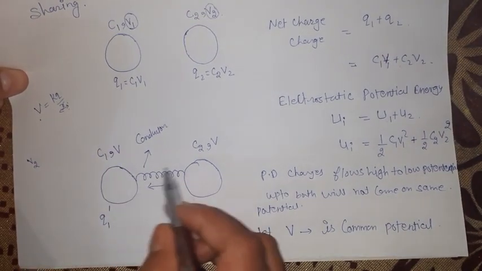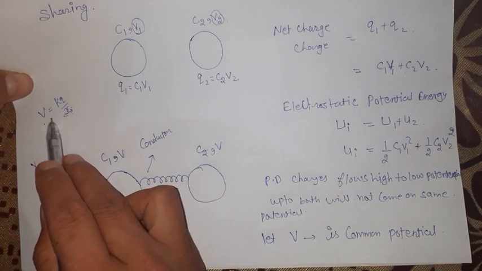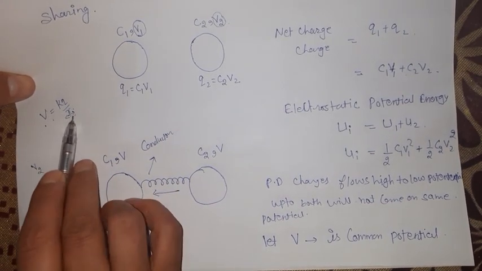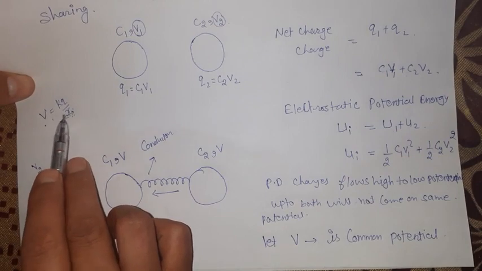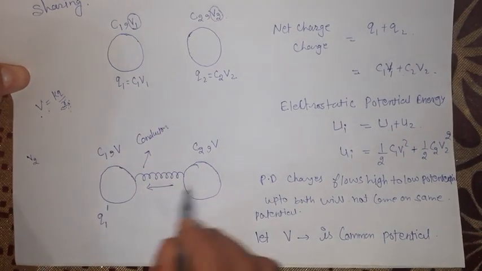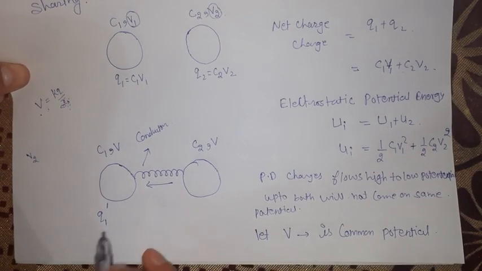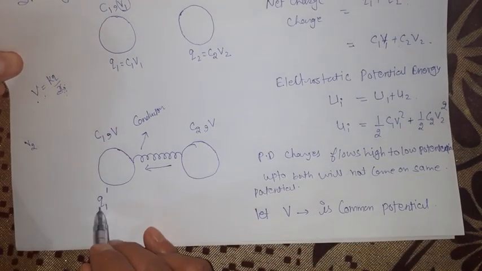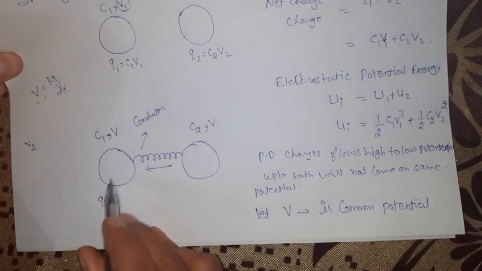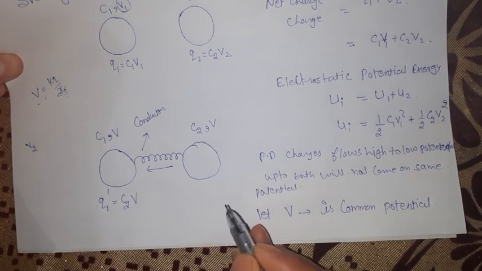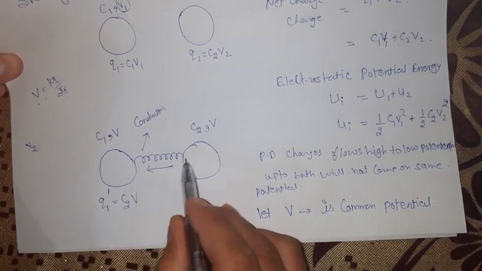Because there we have the flow of the charge, and as I said, that potential depends on the size. So both can have the same potential, but it doesn't mean that both will have the same charge. Thus over here q1 dash is the charge, and it is given by C1V. After sharing we are having this one.